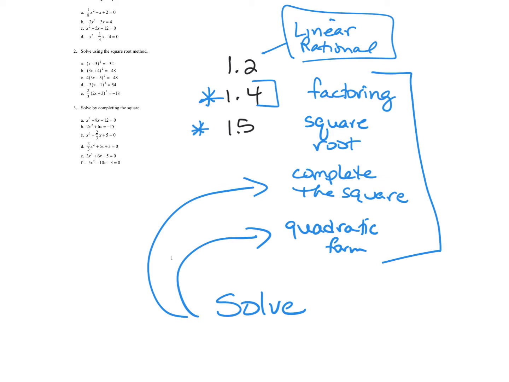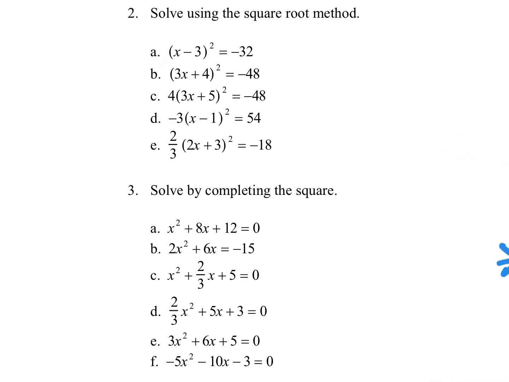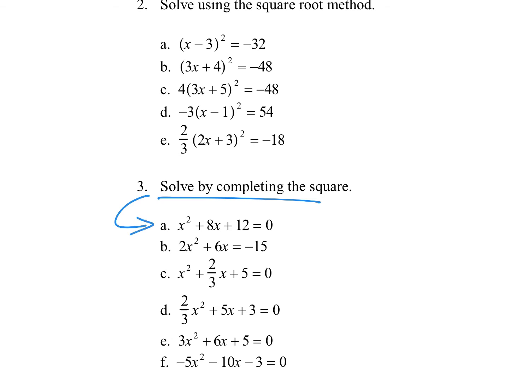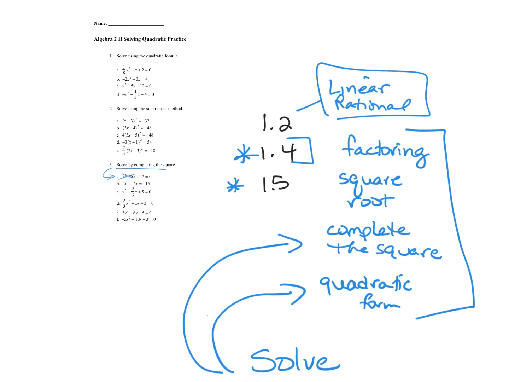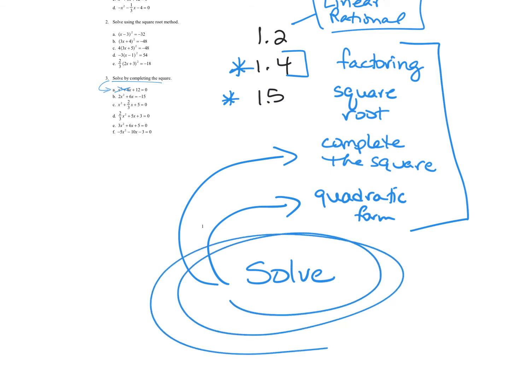So if the question says, solve this by completing the square, and you use quadratic formula, you just got it wrong. So whatever method it tells you to use, you must use it to get the points for the question. Even if you have the right answer, it's wrong. There will be other questions from 1.4 where you get to choose. And the only instructions it's going to say is solve.